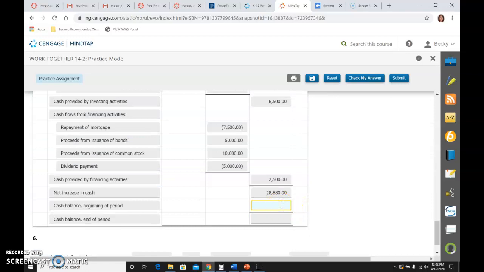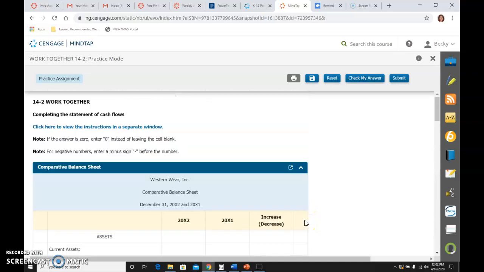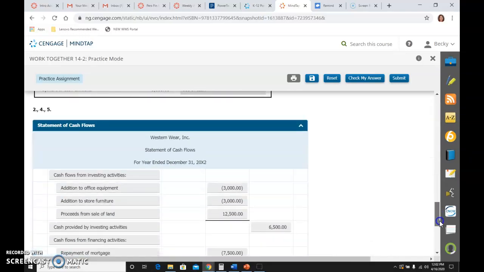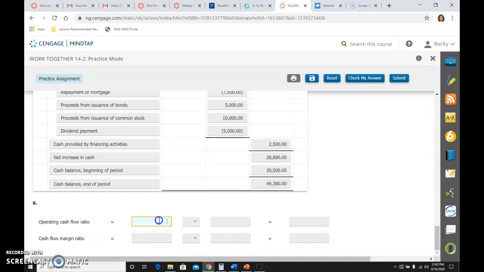So if I take cash balance at the beginning of the year, which was $20,500, then I add the $28,880, I get $49,380, and that does agree to what my cash balance was at the end of 20X2. So I know that my cash flow worked and I didn't screw up any of my signs, which is a good thing. So then the next thing that it wants us to do is it wants us to calculate these operating cash flows and cash flow margin.